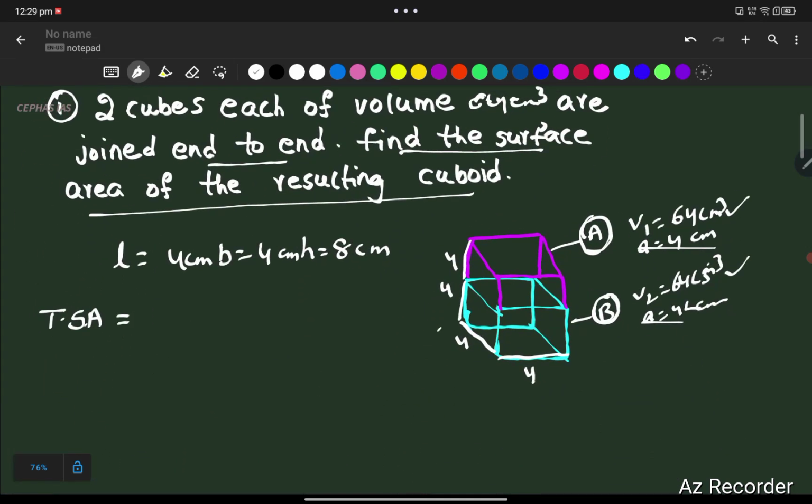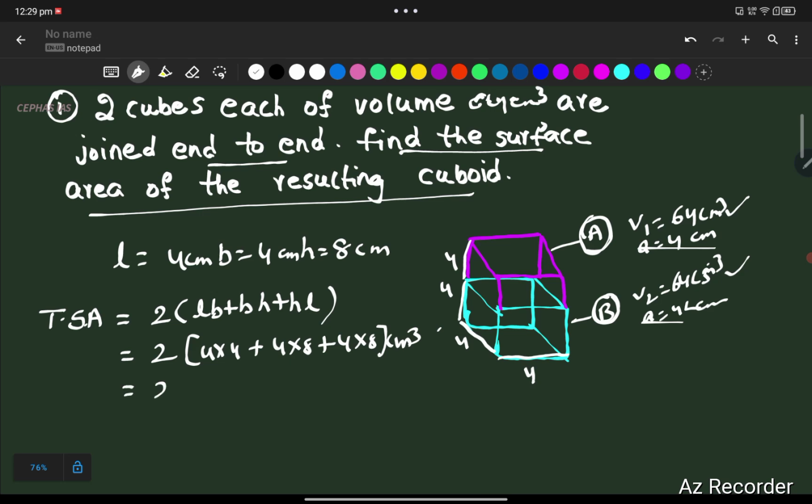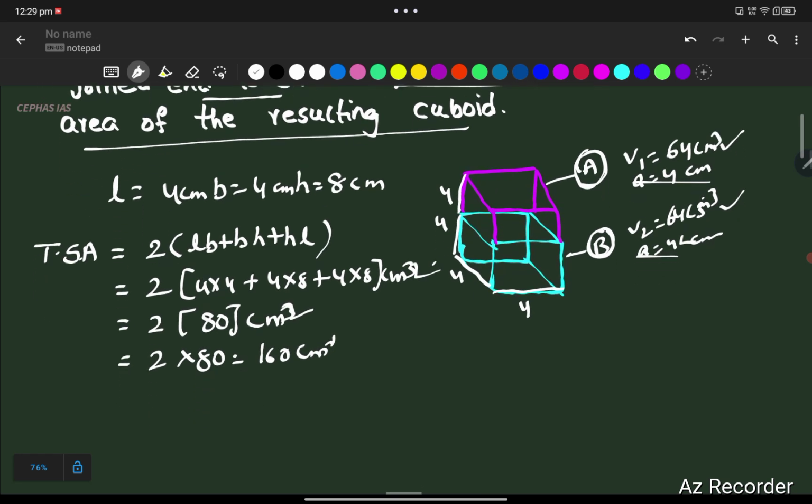Total surface area of the cuboid is 2 times (LB + BH + HL). Just substitute all the values and you will get 4 into 4, 4 into 8 plus 4 into 8. If you calculate all of that, it will be 80. 2 into 80 is 160 cm². So the total surface area of the cuboid is 160 cm². Thank you. Next question.